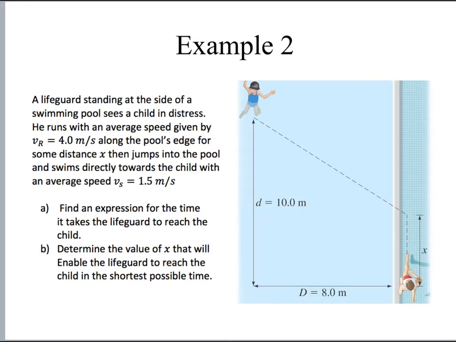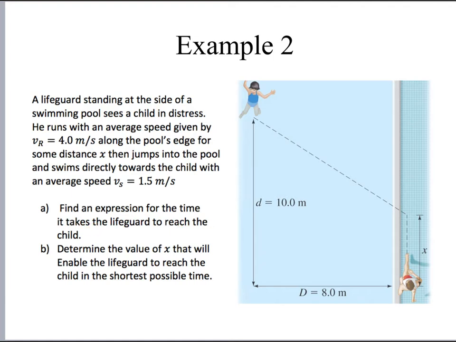It says a lifeguard, and this would be our lifeguard over here at the bottom of the screen, is standing at the side of a swimming pool and sees a child in distress. This would be the child that's going to drown unless the lifeguard can get there in time. And so the lifeguard runs toward the child. He runs with an average speed of 4 meters per second along the pool's edge for some distance x. Then at some point he jumps into the pool and swims in a straight line towards the child. But his swimming speed is much slower than his running speed, and so he swims only at 1.5 meters per second.